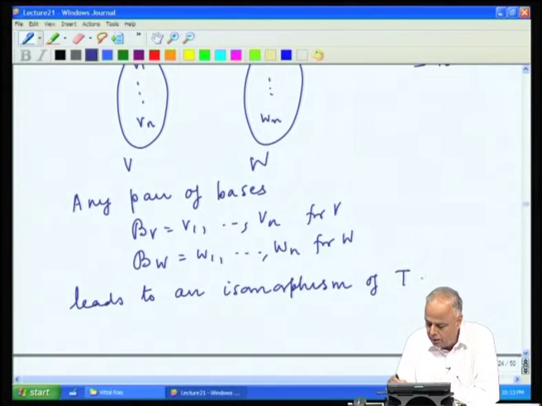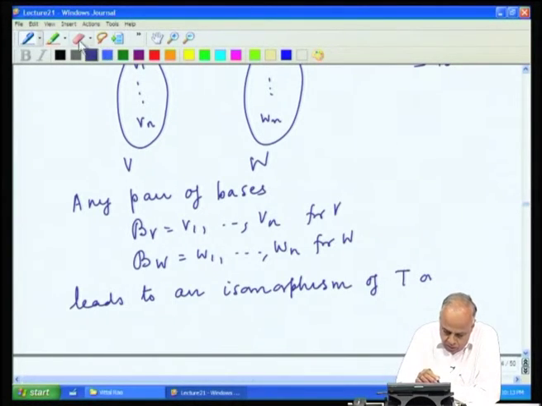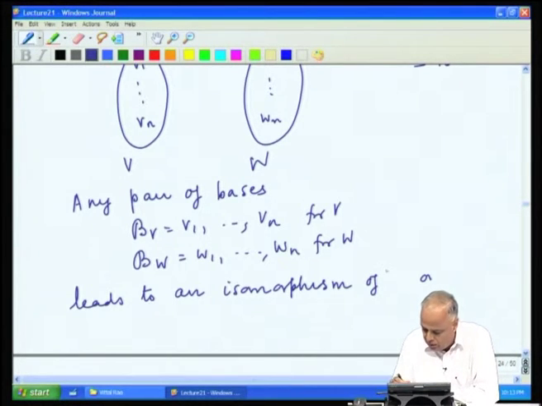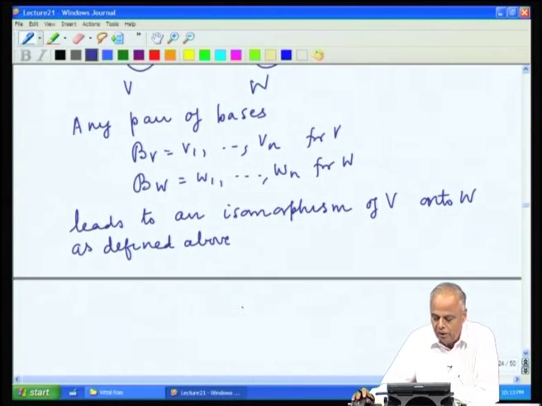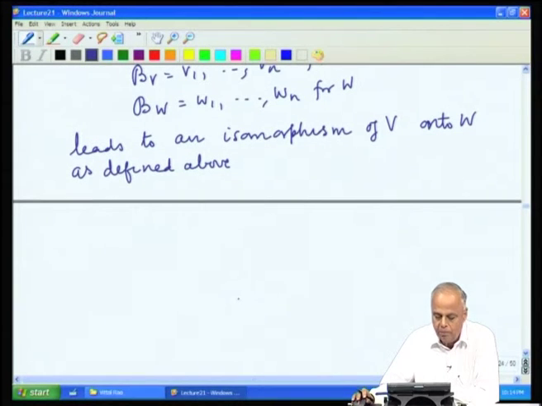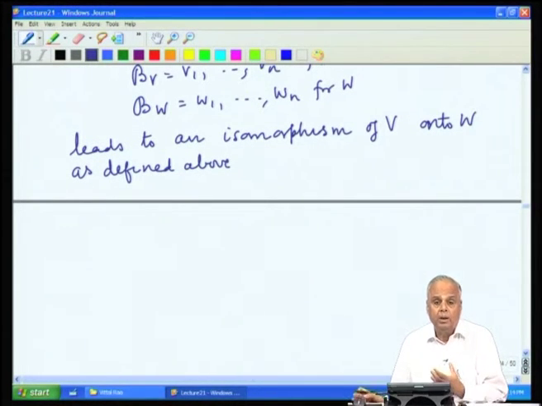of V onto W as defined above. The isomorphism is obtained by mapping the jth base vector of V to the jth base vector of W. So, therefore, not only are any two finite dimensional vector spaces of the same dimension isomorphic, there are many isomorphisms that go from V to W. Every pair of bases will give rise to an isomorphism from V to W.